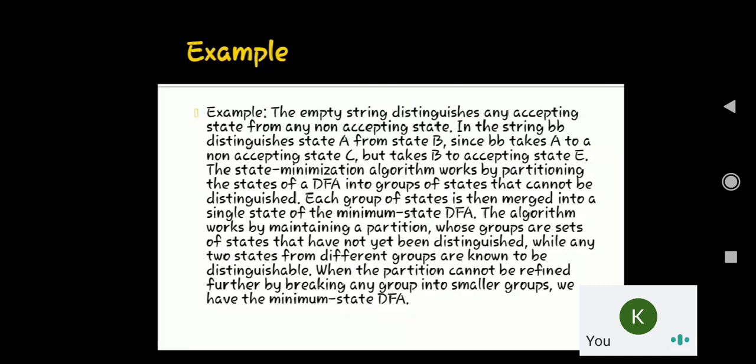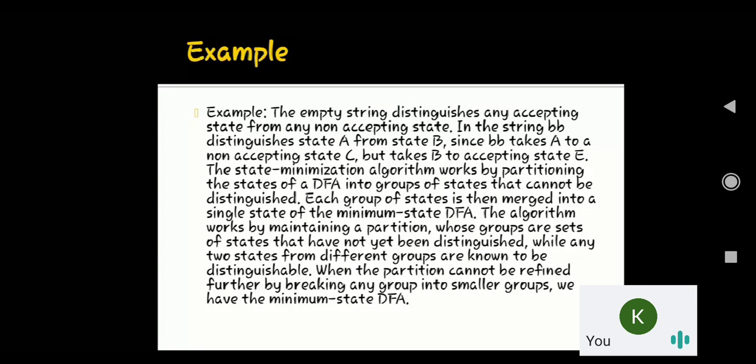This particular line is very important. From line number 5 till line number 8 is very, very important. The state minimization algorithm works by partitioning the states of the DFA into groups of states that cannot be distinguished, and then each group of states is merged into a single state of the minimum state DFA.